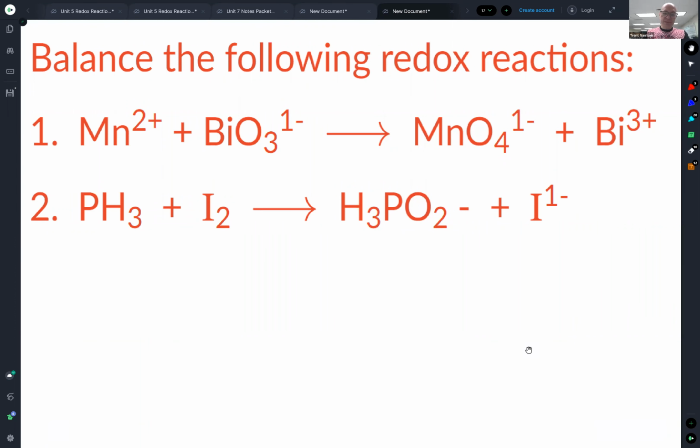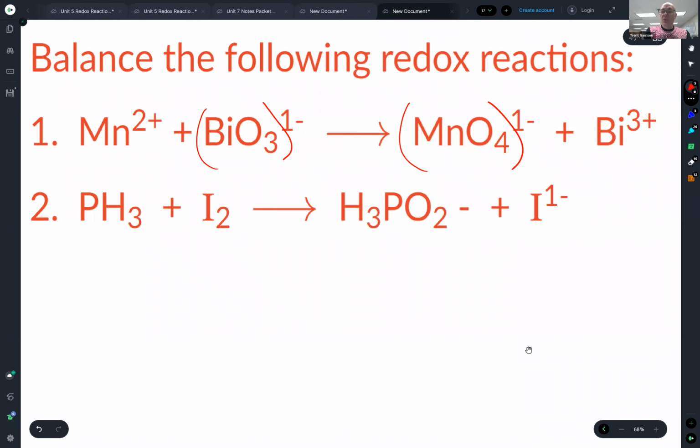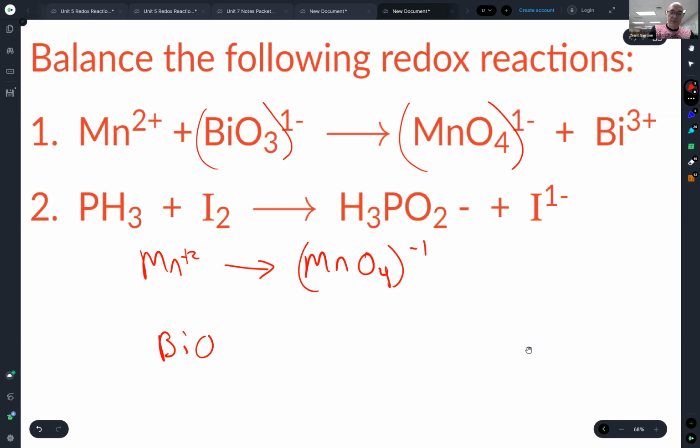Let's jump into it. We need to first split these into half reactions. So on this number 1, we have to identify which elements are being oxidized and which ones are being reduced. Well, it's actually fairly simple in this first one because the oxygens, we have rules to establish saying that they will always have a -2 charge. And so they're not going to change. So it ends up that we're going to have manganese as one of our half reactions. And then our other half reaction will be the bismuth.